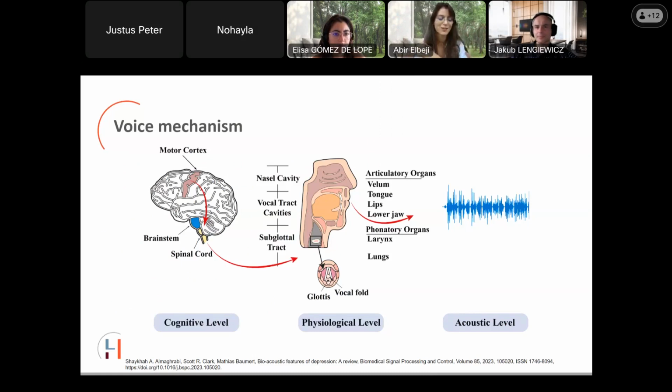So back to the voice mechanism, it's characterized by 3 different levels. The cognitive level, where the speech process starts to be planned, and then the instructions are passed to the physiological level, to the muscles, in order to make the vocal cords vibrate, and the sounds will be shaped based on the vocal fold shape. And finally, it will go through the lips, and the sound is produced, and we will have the acoustic level.